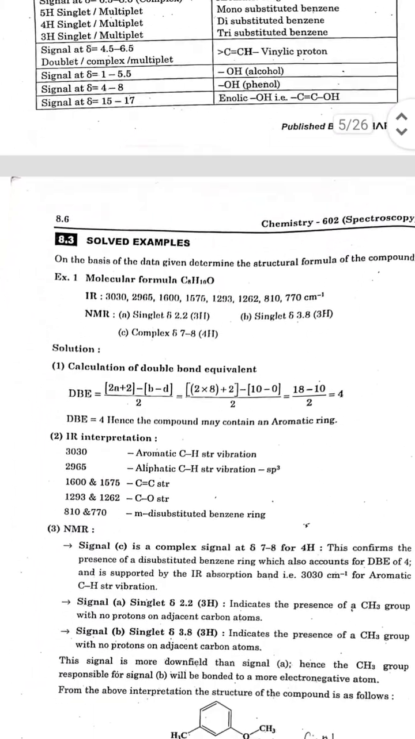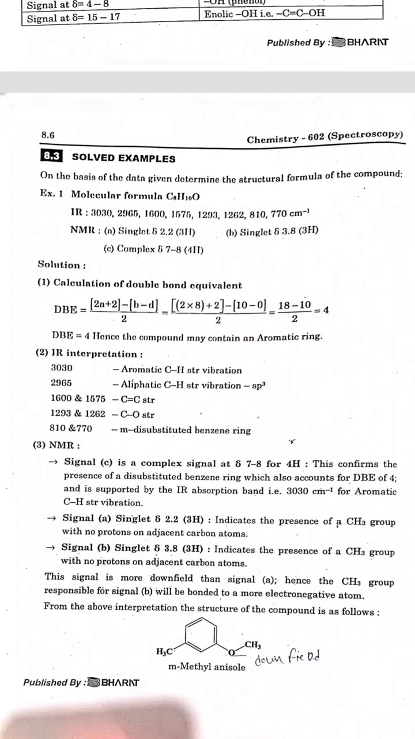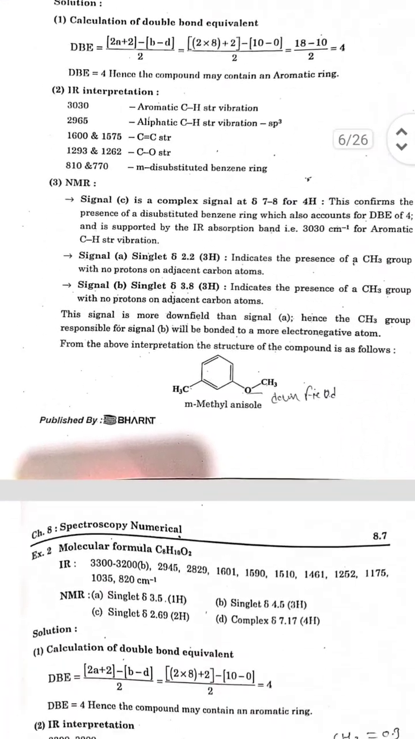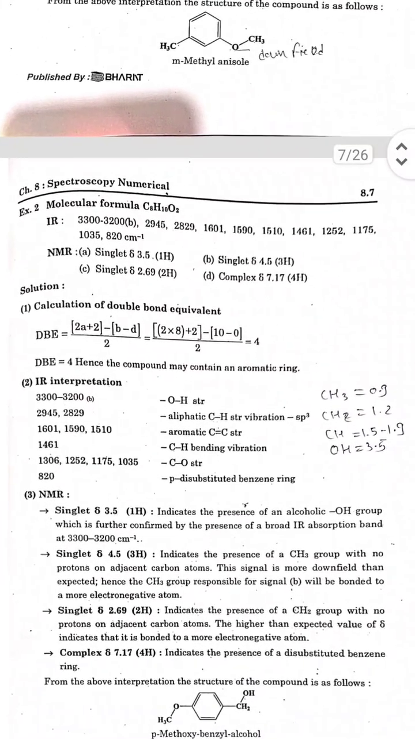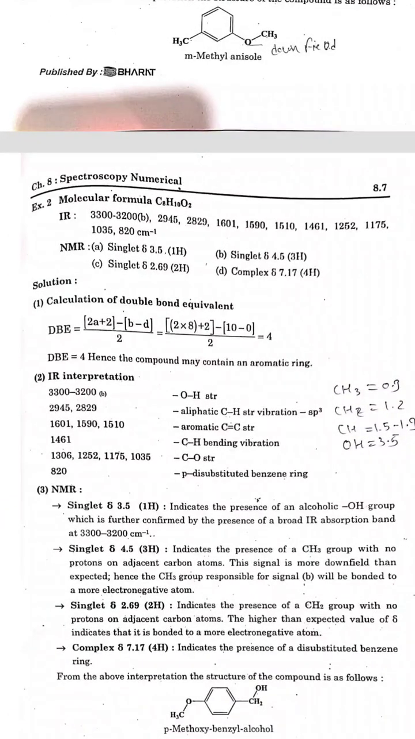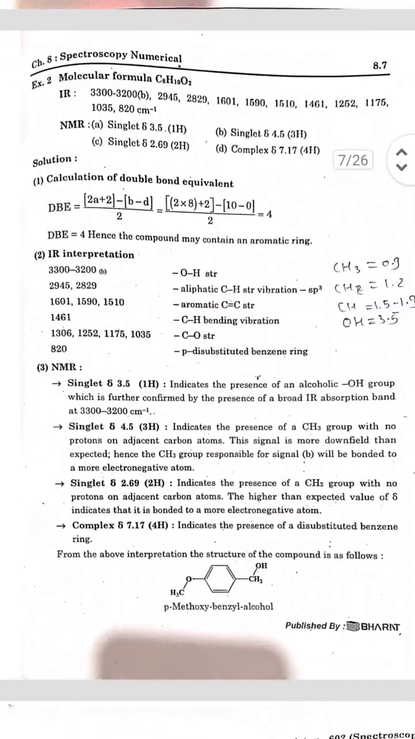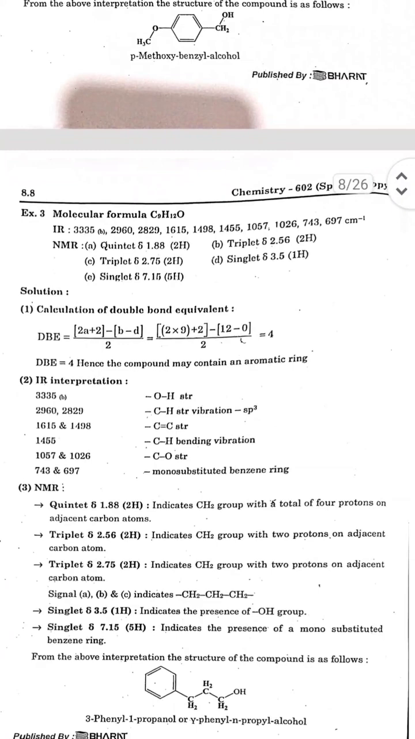Here, solve example sums. First of all, calculate the double bond equivalent. Example 1: the molecular formula is C8H10NO. First of all we calculate DBE, then IR interpretation, and then NMR. Okay, second example, also first DBE, next IR interpretation and NMR. Third example, C9H12O, this is 3-phenyl-1-propanol or gamma-phenyl propyl alcohol.